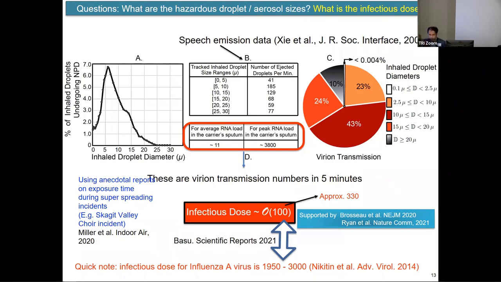For example, if you think about the flu virus, the infectious dose is around 2,000 to 3,000. In other words, the SARS pathogen is around 10 times more contagious than influenza A. And as you can see from some of these papers, and there are a few others which I have not added here, the scale of this number, on the order of hundreds, has been checked by other groups who ran experiments that we cannot run in my group.